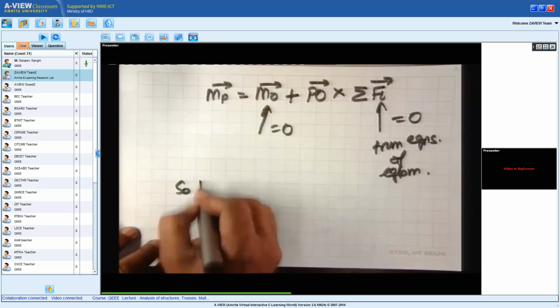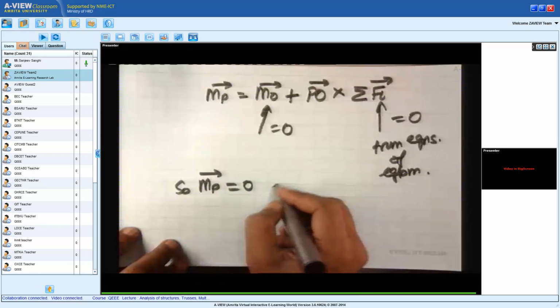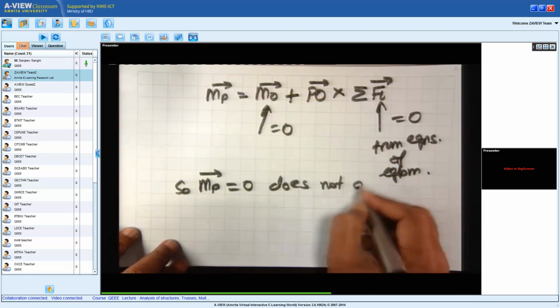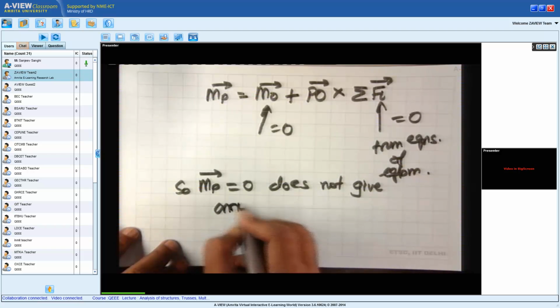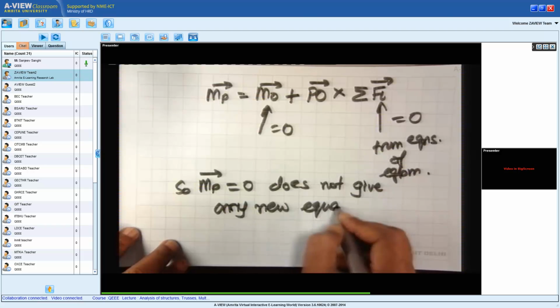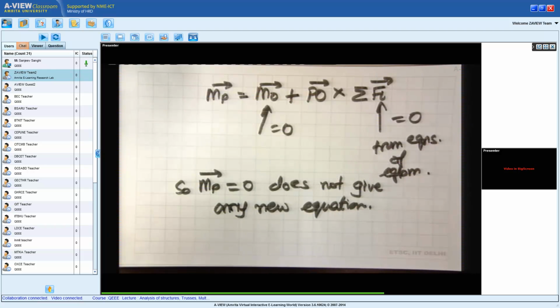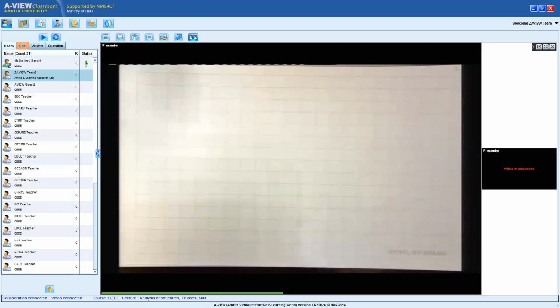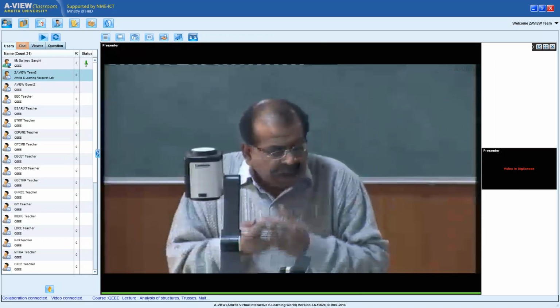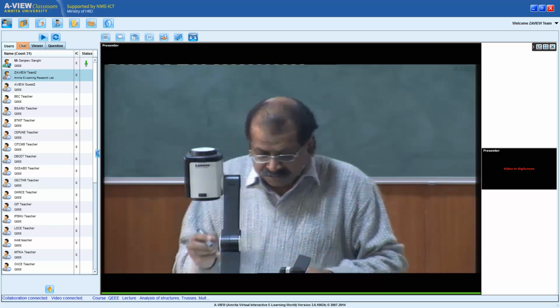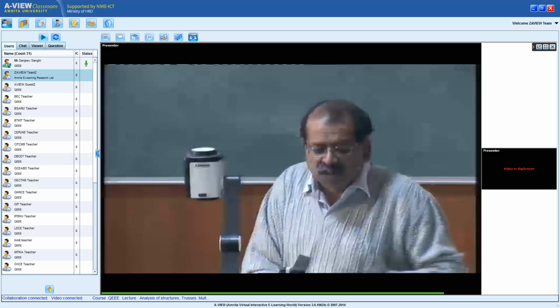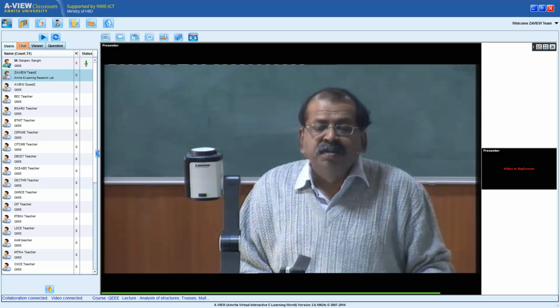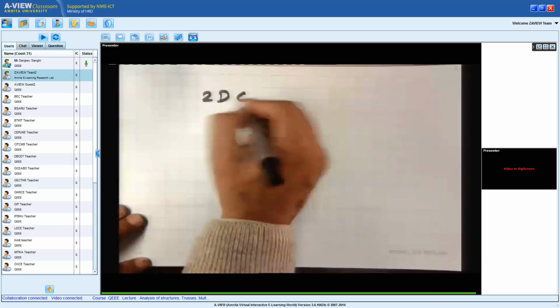So moments about P is equal to 0 does not give any new equation. It just says two quantities which are already 0, their sum is also 0. So therefore taking moments about new points may not help. But what you will see is taking moments about different points may help you in solving the problem in an easy way. Now, as far as my series of lectures goes, while I have discussed the 3D case, I will be focusing only on the 2D case.